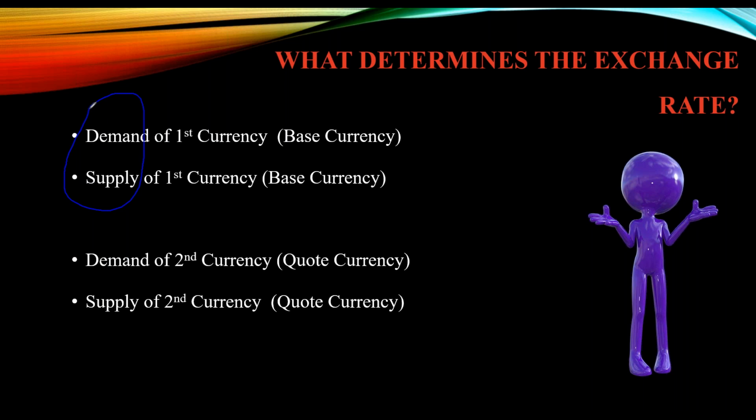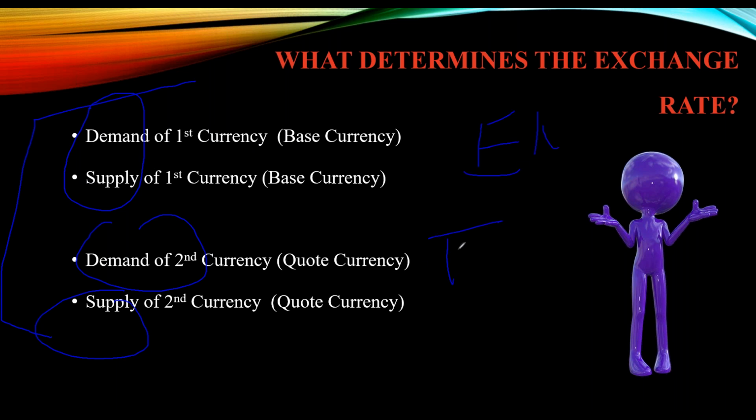Likewise, even in this particular case, if we are looking to determine the exchange rate of EUR/USD or USD/JPY or GBP/USD or gold/US dollar, everything depends upon their demand and supply, right? So the demand of the first currency, the supply of the first currency, and then the demand of the second currency and the supply of the second currency, these are the four factors which influence the exchange rate.